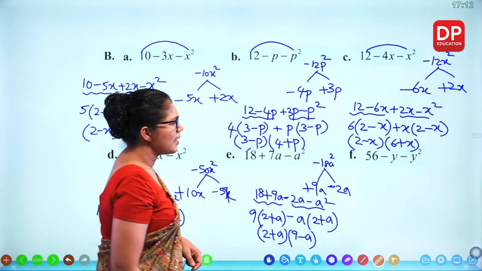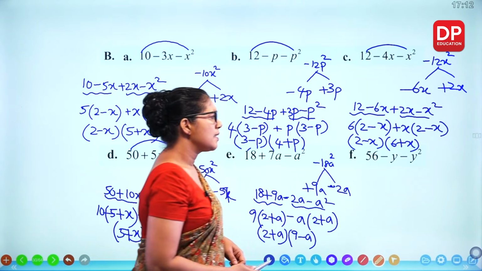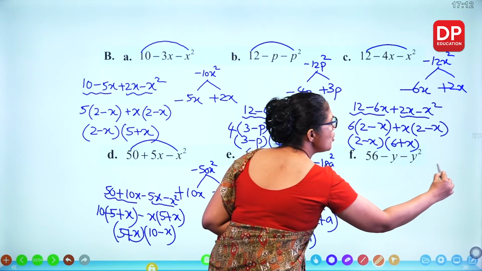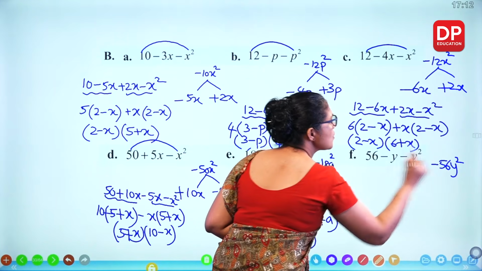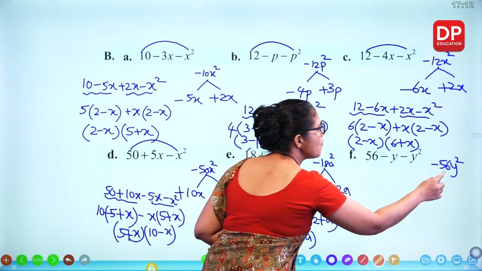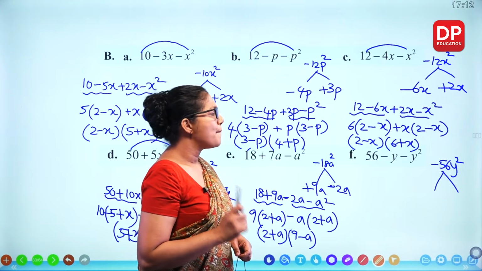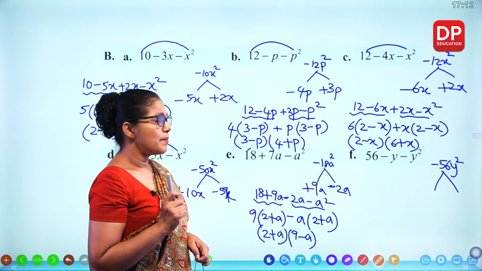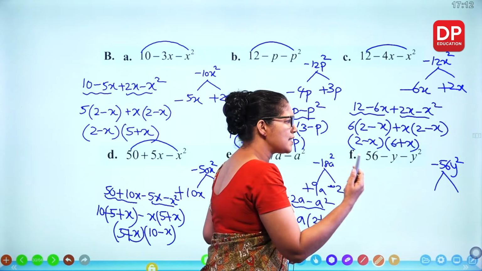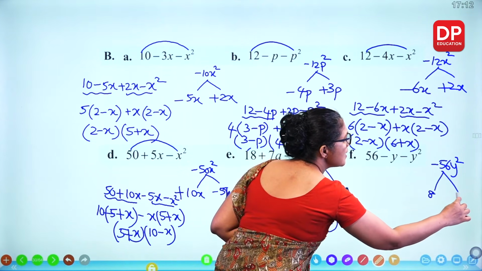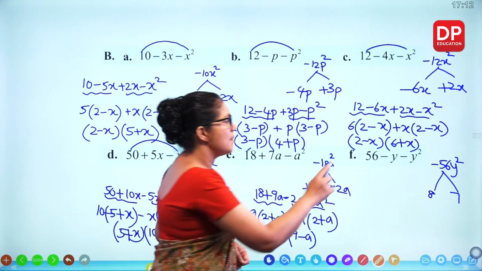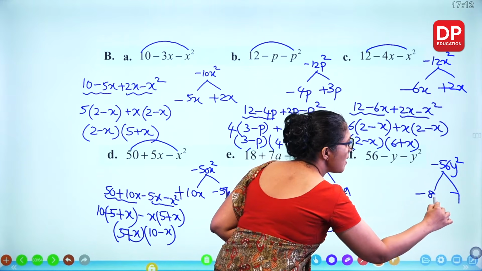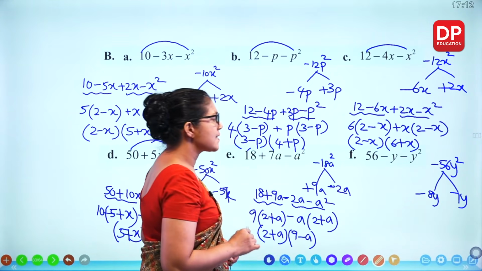Now we'll look at this one. Here also the squared term is last and the constant term first. So here when you multiply these two, you get minus 56y squared. So what are the factors of minus 56 to get minus 1? So here also 1 is positive and 1 should be negative. So what are the factors of minus 56? 8 and 7. But the middle term is minus, means the bigger number should be minus. So here minus 8y and plus 7y.